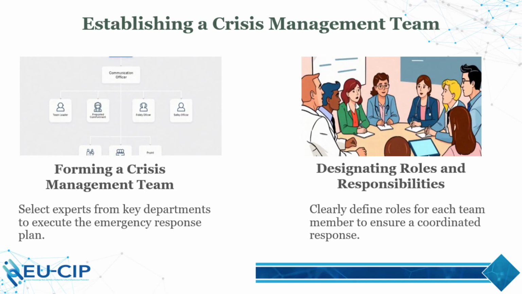A crisis management team plays a critical role in executing an emergency response plan. Forming this team requires selecting individuals with diverse expertise from key departments to ensure a well-rounded approach to crisis management. Defining roles and responsibilities within the team is just as important. Each member must have a clear understanding of their duties to ensure an organized and effective response during emergencies. Proper role allocation improves coordination and helps streamline decision-making, ultimately strengthening the team's ability to handle crises efficiently.